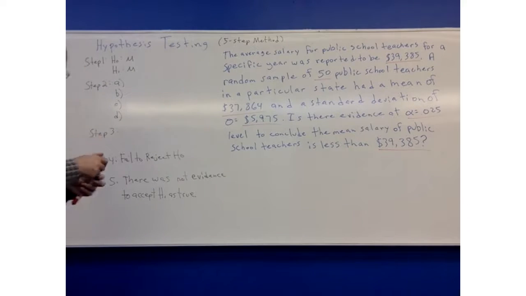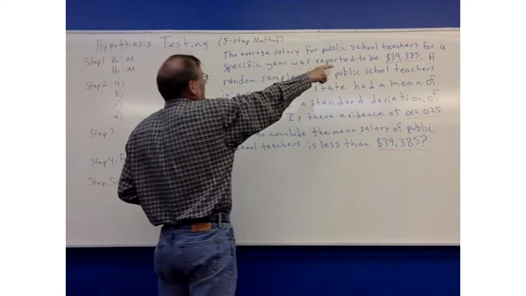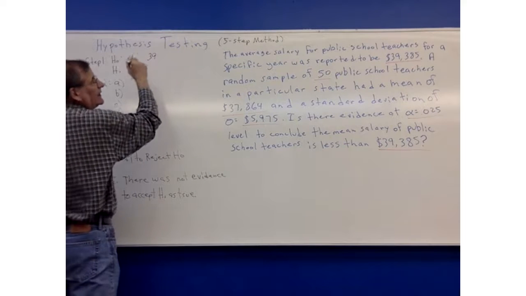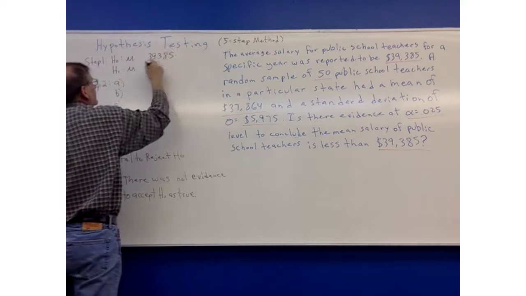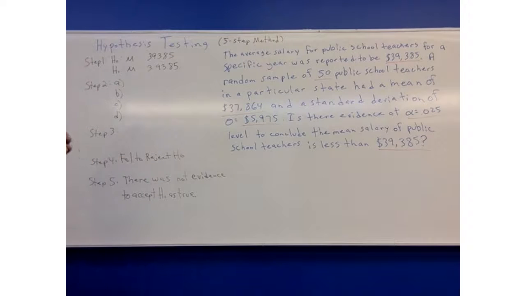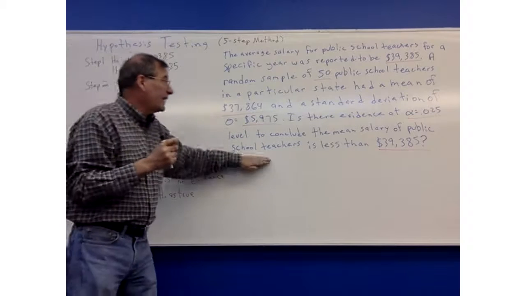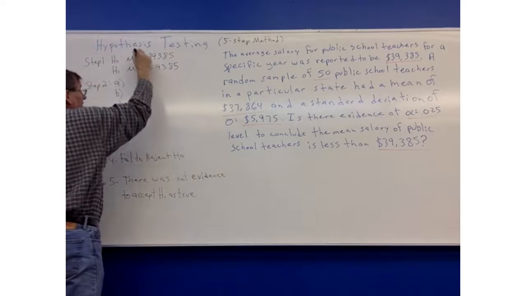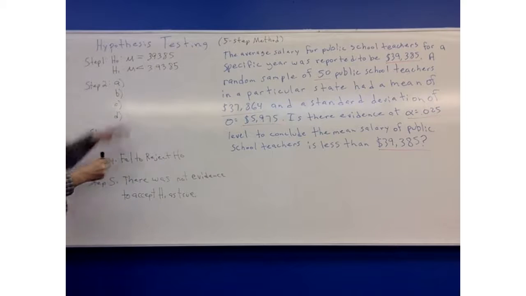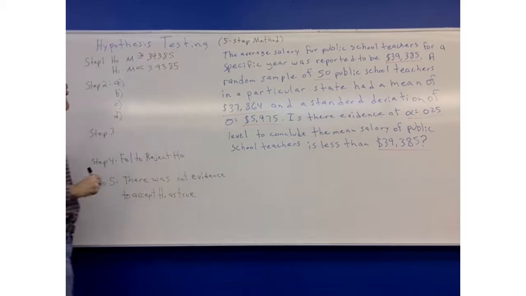We start out with the average salary for public school teachers for a specific year was reported. This number was reported, $39,385. Now, what happened is we actually did our sample and got less than that. So we think that the salary is really less than that. This was reported, and we think it's less. We're looking for evidence. Is there evidence that that is true? So that's our alternate. And to fulfill the whole number line, I do that.